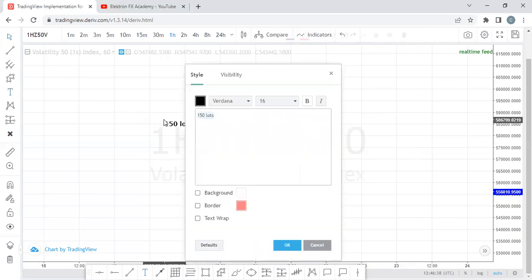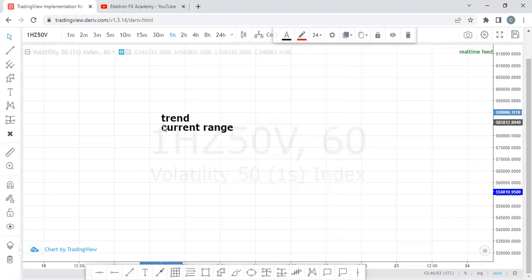The first thing you should do is know the trend of the market. You should know the trend and the current range. Those are the two things to look at, the trend of the market and then the current range, right? So these are the two things to look at before actually trading smart money cubes, all right?